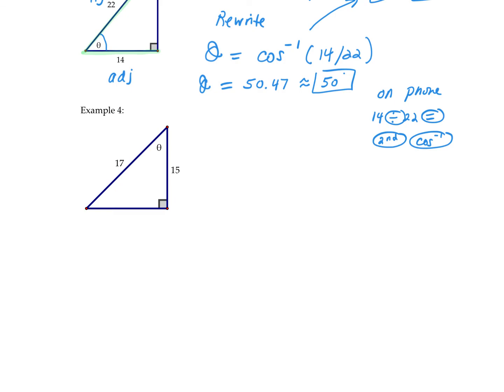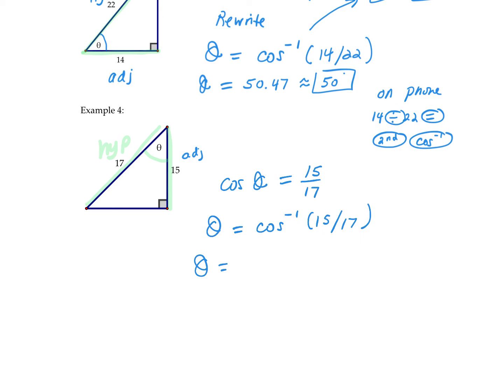Okay, this is our last one of this type. So here's my angle theta. 15 is the adjacent side. 17 is the hypotenuse. All right, so we are still using cosine. So it'd be cosine of some angle theta equals 15 over 17. Rewrite it as theta equals cosine -1 of 15 divided by 17. Okay, whatever version of your calculator that you're using, type it in and you should end up with 28 degrees.